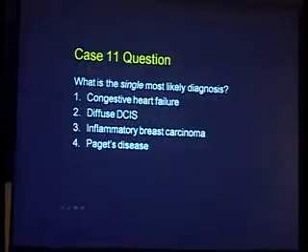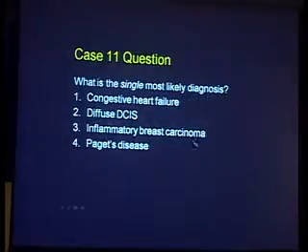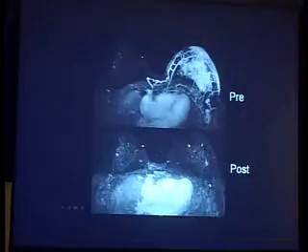What is the single most likely diagnosis for this patient? Congestive heart failure, diffuse DCIS, inflammatory breast, or Paget's? 3. This is a pretty classic inflammatory breast. I didn't give you infection as a choice. It doesn't really work with infection with all the imaging findings, but it's more than CHF. You will see bilateral findings with CHF, which we don't have in this case. And inflammatory breast is the single best answer with the skin thickening.